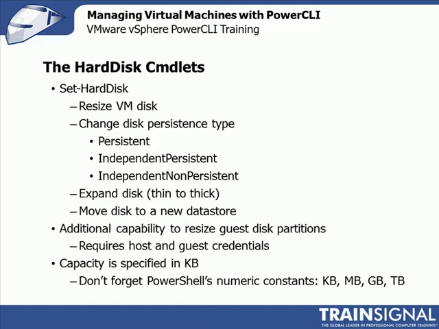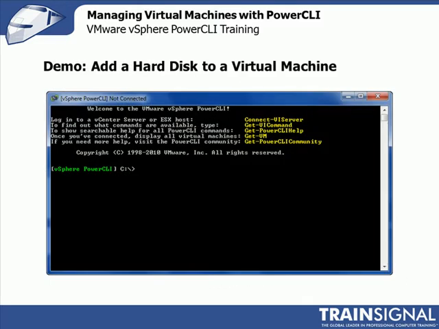Lastly, I want to mention that the capacity is specified in kilobytes with this cmdlet. PowerShell has some helpers, numeric constants going from KB to MB to GB to TB, corresponding obviously to kilobyte, megabyte, gigabyte, terabyte, and so on. So you don't have to remember how many kilobytes are in a gigabyte, and so forth. It makes the math a little bit easier. So let me show you how we can add a hard disk to a virtual machine.